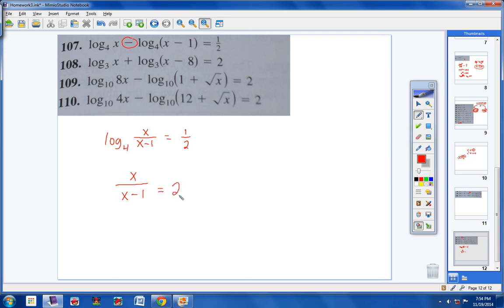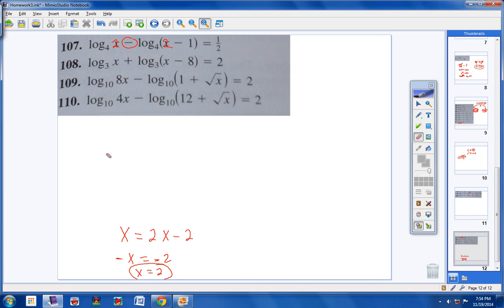Okay? Now multiply both sides by x minus 1. And we will get x equals 2x minus 2. Okay, bring this 2x over, make it negative. Negative x equals negative 2. X equals 2. Okay, that's number 107. And 2 does work in all of the arguments. So we're good. Okay, so one more, 109.